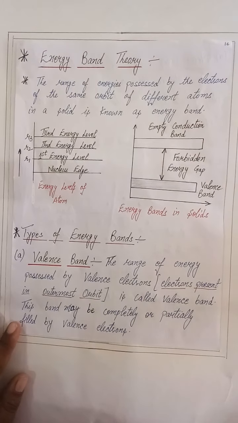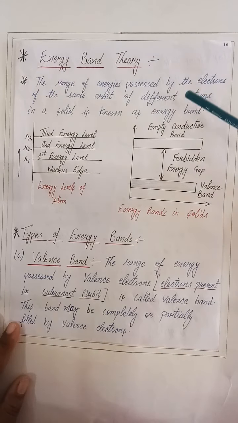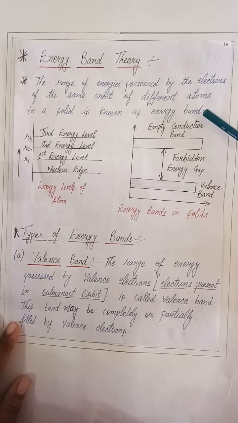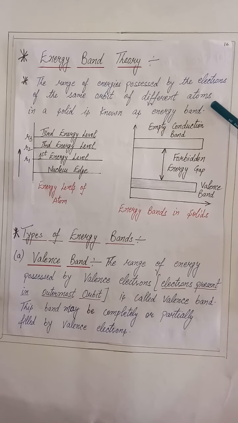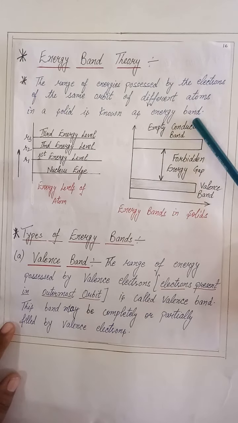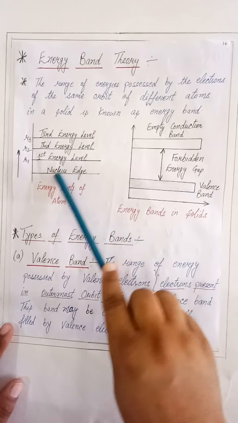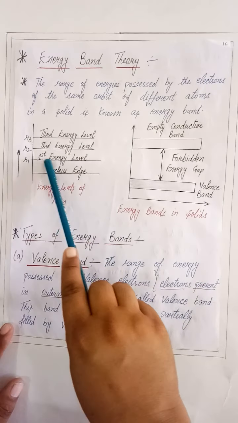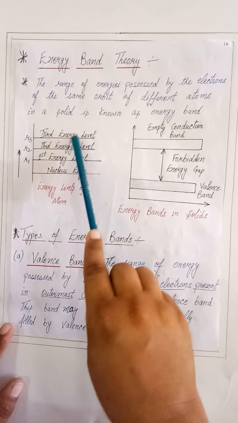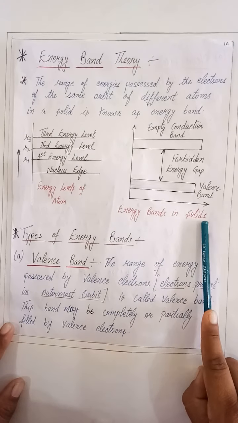Our next topic is classification of materials according to energy band theory. First, we will discuss energy band theory. The range of energies possessed by the electrons of the same orbit of different atoms in a solid is called energy band. Energy levels in an atom are: first is the nucleus, then the first energy level, second and third. These are the energy bands in a solid.